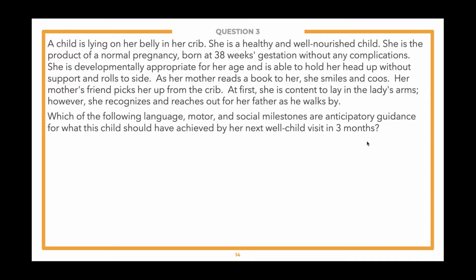Her mother's friend picks her up from the crib. At first, she is content to lay in the lady's arms. However, she recognizes and reaches out for her father as he walks by. Which of the following language, motor, and social milestones are anticipatory guidance for what this child should have achieved by her next well-child visit in 3 months?